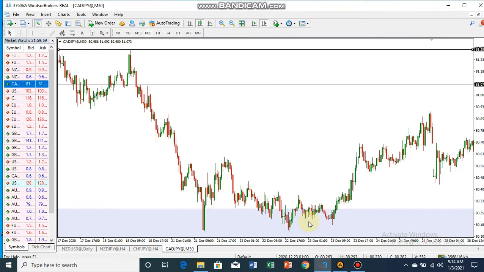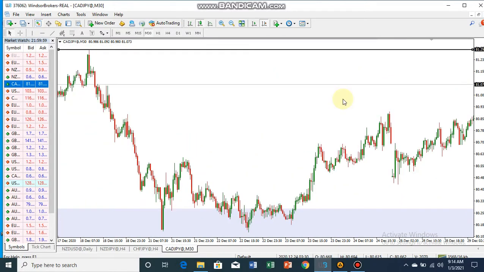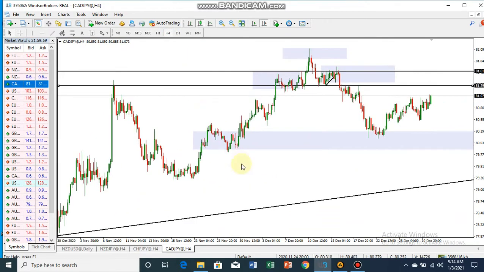Then this is what happened after that. See, the price went here. Let's go to H4 and see exactly the reason why the price turned here. Because of what happened here. That's the reason why. The reason why it turned here is because of this. So now let's go back to H4. Okay, hence we are on H4.